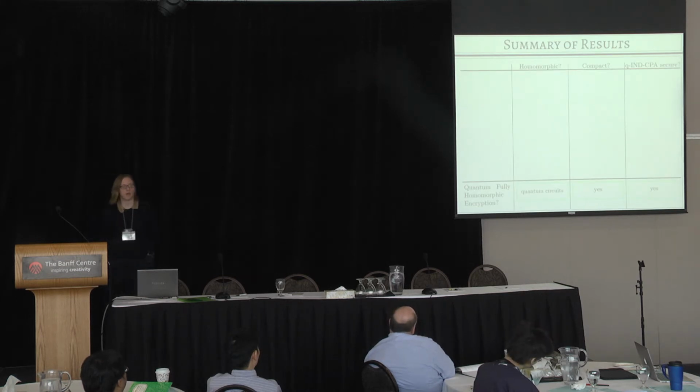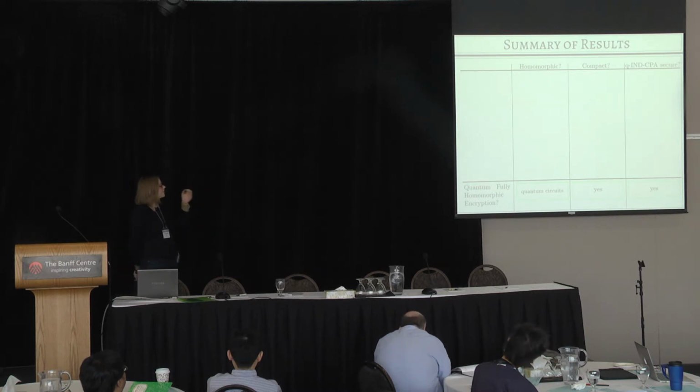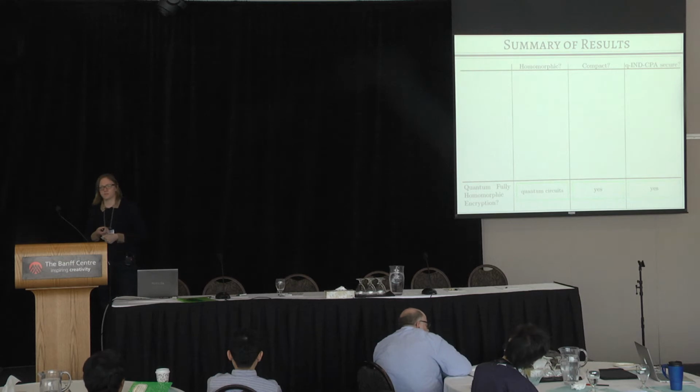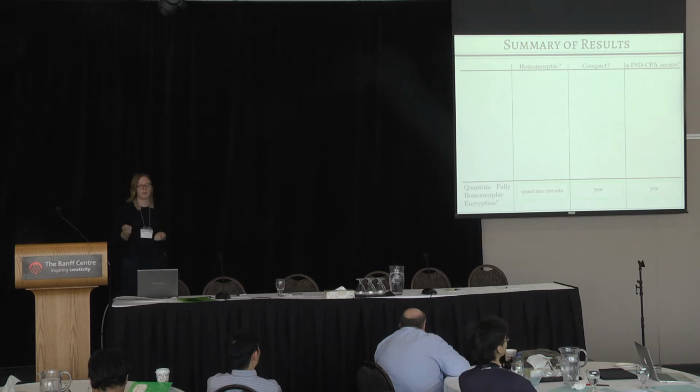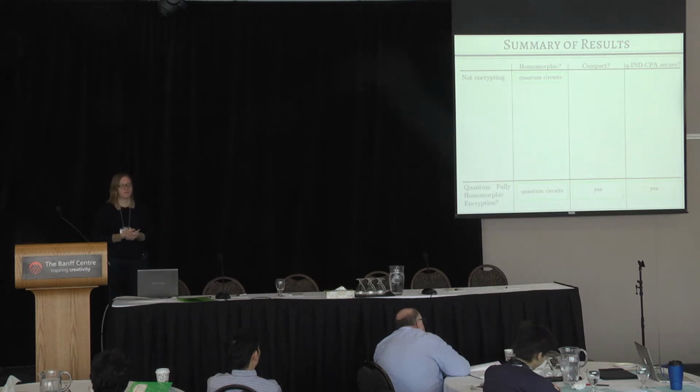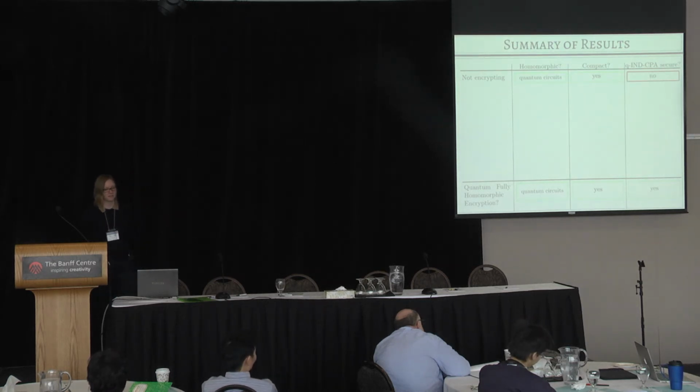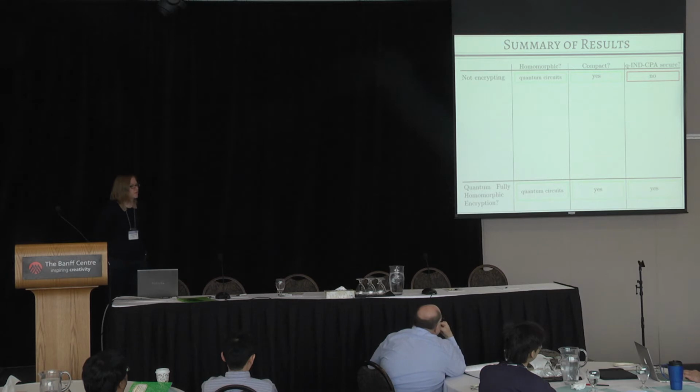Okay, so now I'll get to our results. Let me first mention, quantum fully homomorphic encryption would be homomorphic for all quantum circuits. It would be compact, and it would have some kind of security, like quantum indistinguishability under chosen plaintext attack. What could we do in this framework trivially? By not encrypting, we get a scheme which is homomorphic for all quantum circuits. You can just do a computation on it because it's not encrypted at all, and it's of course compact, and it has no security at all because you didn't actually encrypt anything. So this is one of the trivial things we can do.